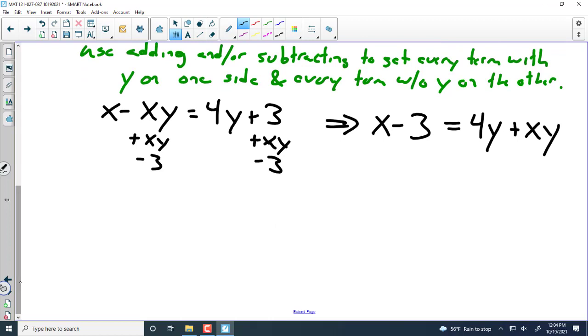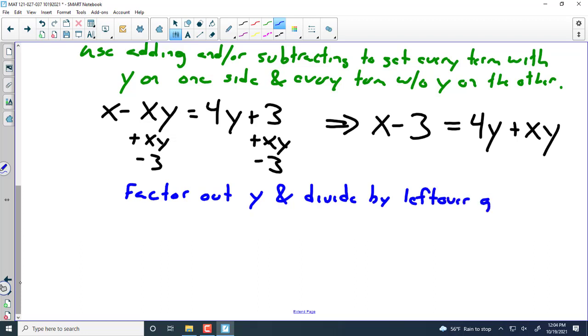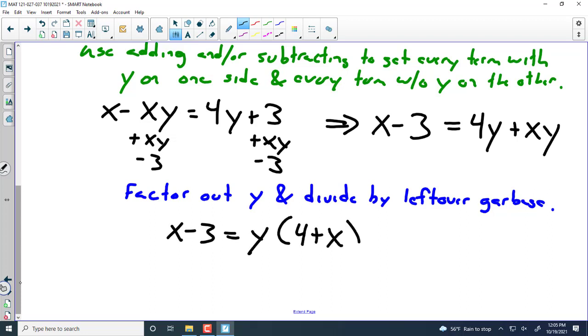All right. Now, the reason you would do that is now you can factor out y and divide by the leftover garbage. I should write a math book. I factor out a y. You know what's so cool about factoring out a y? What was once 2 y's now is 1 y. Divide by the leftover garbage.